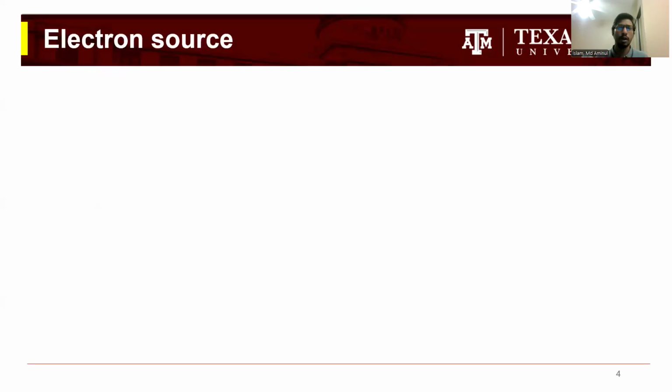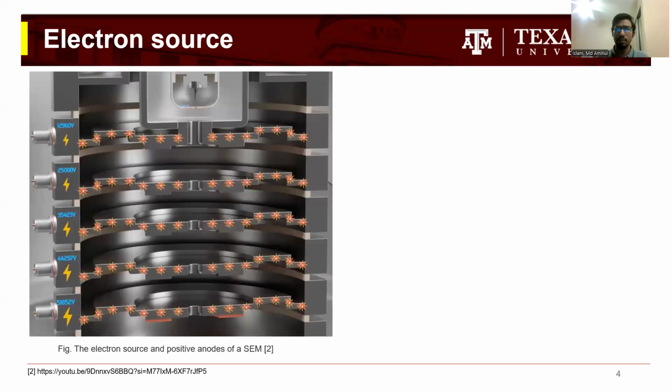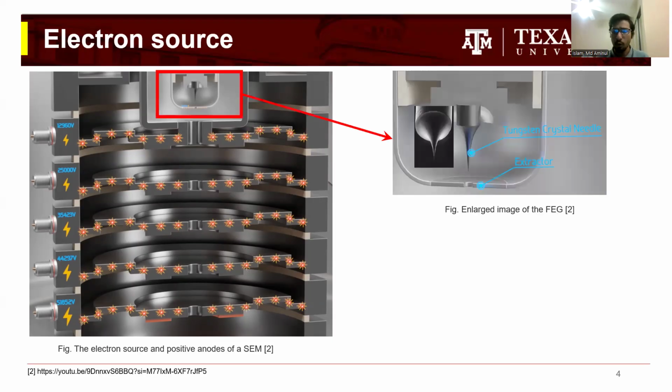Let's talk about the different parts of this scanning electron microscope. Let's start with the electron source. SEMs typically utilize various types of electron emitters. Among them, field emission guns are the more commonly used. A field emission gun is a wire of tungsten with a very sharp tip that is less than 100 nanometers. It uses field electron emission to produce the electron beam.